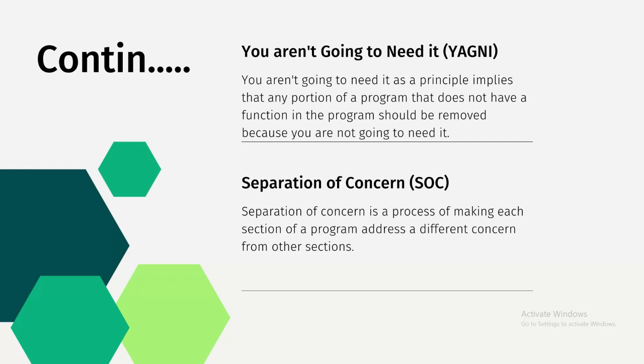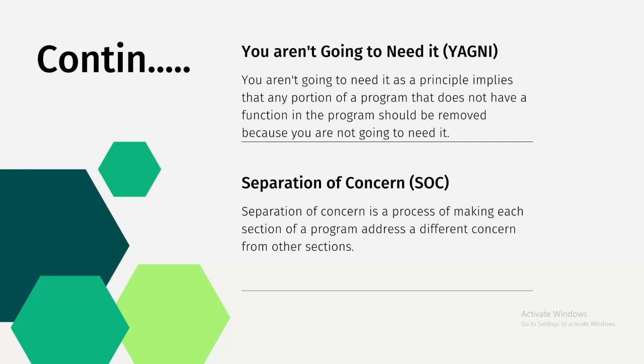Now we also have separation of concern. Separation of concern is closely related to single responsibility because in separation of concern you are advised to make sure that each component of your application or your program is addressing a different concern from another. So there should be no two components of your program that are addressing the same problem. Each component should address a separate problem.